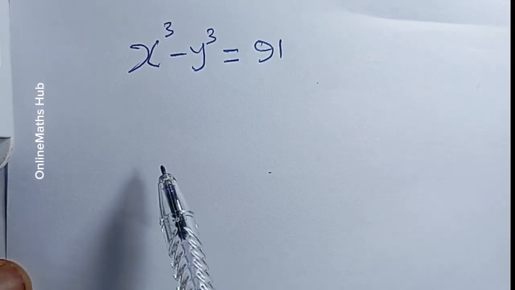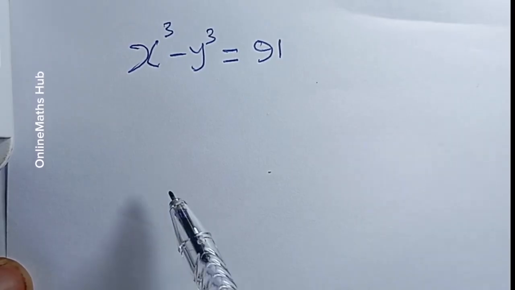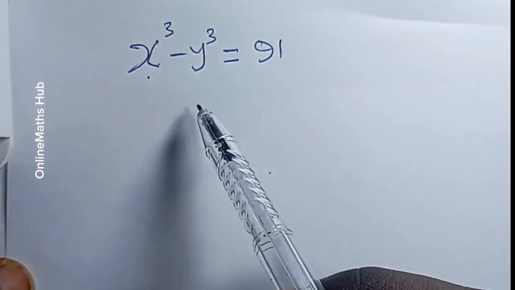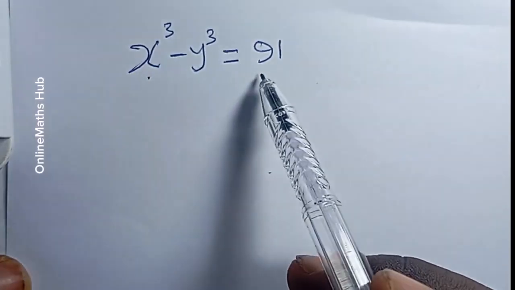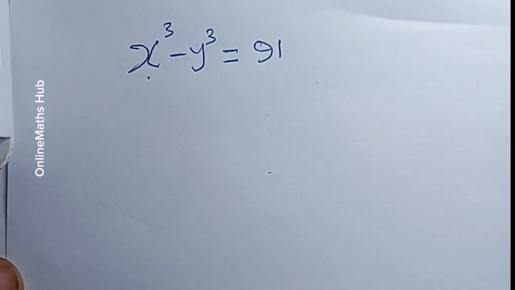We have this Olympiad problem right here to solve. What we have is x power 3 minus y power 3 is equal to 99. So what are the values of x and y that will satisfy this equation?